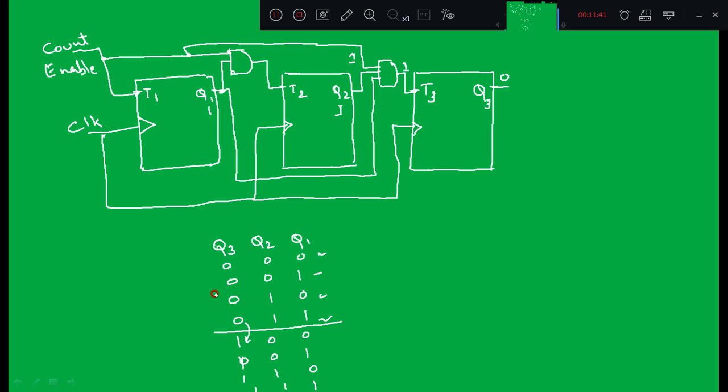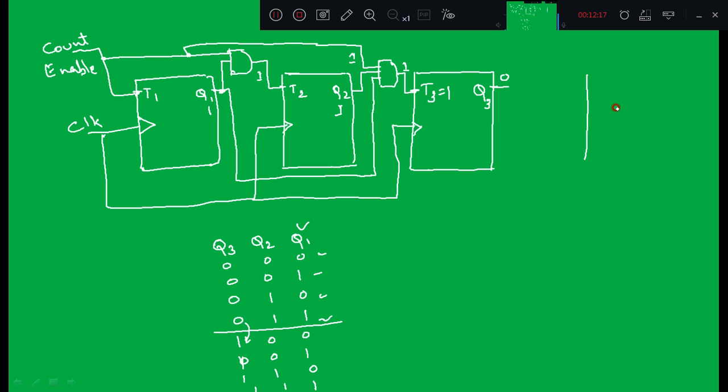Q3 remains in its previous state until the first 4 clock pulses. Q3 will toggle only when T3 becomes 1. And Q1 continuously toggles. See in this column, Q1 continuously toggles, and Q2 also toggles when the output of the first AND gate becomes 1. So this is the mod 8 synchronous binary counter.